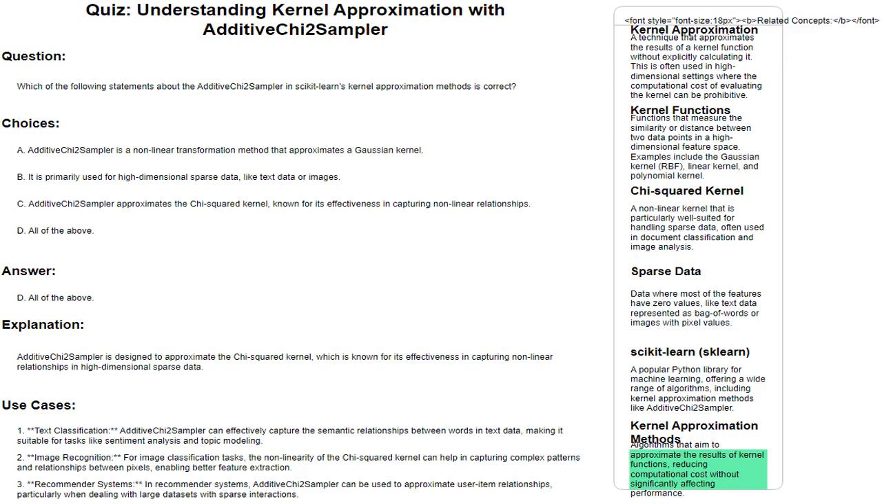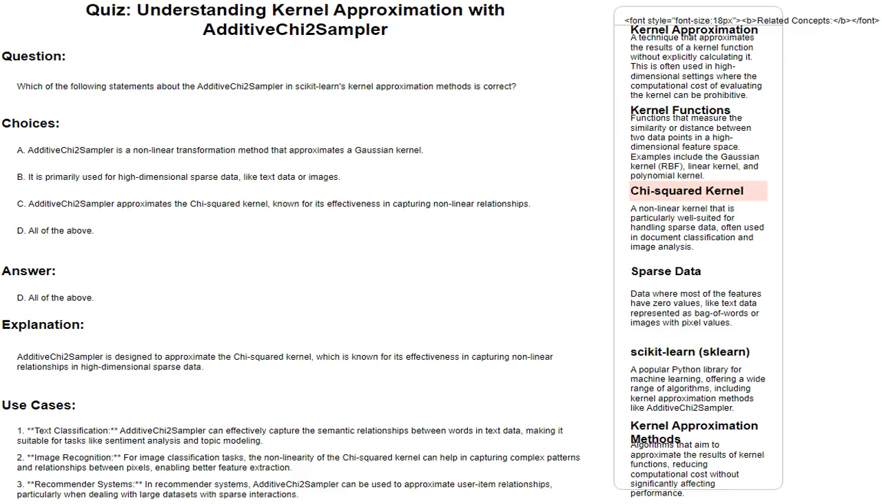Kernel approximation methods: algorithms that aim to approximate the results of kernel functions, reducing computational cost without significantly affecting performance. In scenarios where computational efficiency is a major concern, kernel approximation methods can provide a valuable alternative to explicitly computing kernel functions, enabling faster model training and prediction.